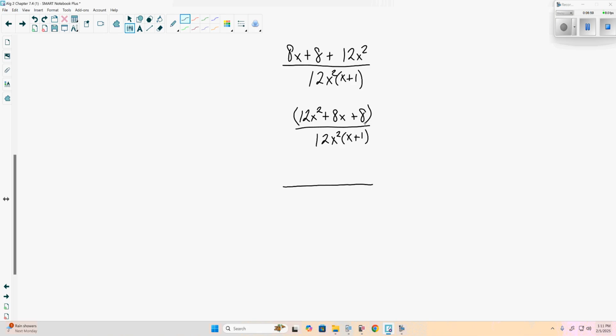So first thing we need to look for on top is greatest common factor. Is there a number or variable that will go into 12x squared, 8x, and 8? 4. So we can factor it out. If we factor the 4 out of 12x squared, we're left with 3x squared. Factor the 4 out of 8x, we're left with 2x. And 4 out of 8 is 2. Incidentally, 3x squared plus 2x plus 2 won't factor.